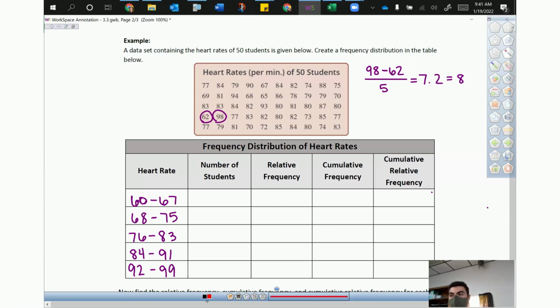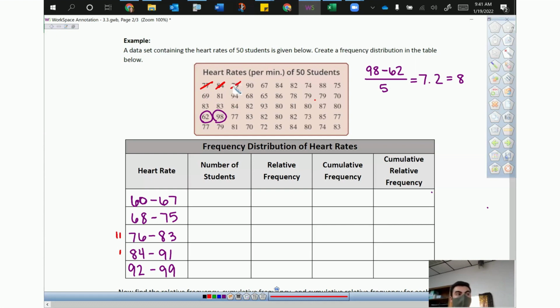So here's how we do the frequency. We're going to look at the data and we're going to figure out how many in each category. So like this data value right here, 77, would go into this category. So I'm going to come over here and I'm going to put a tick mark, and then I'm going to cross it off. Then we're going to say 84 goes into this category. So I'm going to put a tick mark and I'm going to cross it off. 79 goes into this category, cross it off.